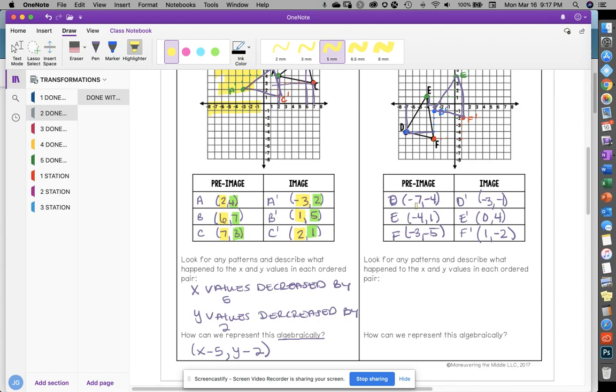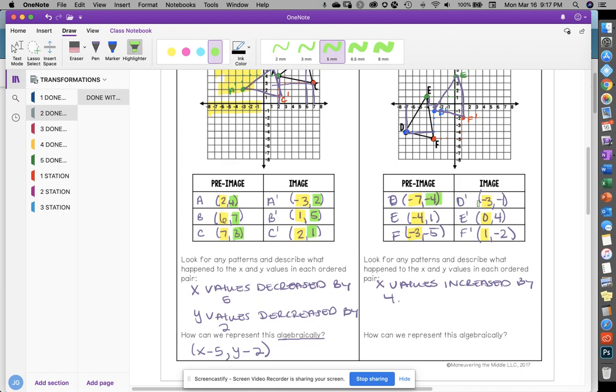So my X went from -7 to -3. Okay, I would say it increased by 4. It's getting closer to 0. How about this one? -4 to 0. Well, that's definitely adding 4. -3 to +1. That's adding 4. So I would say that my X values increased by 4. All right, let's see about my y values.